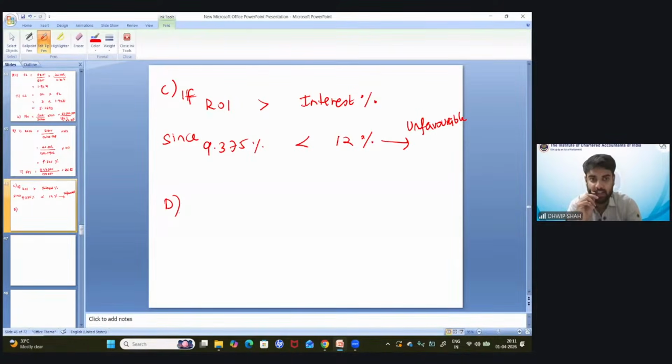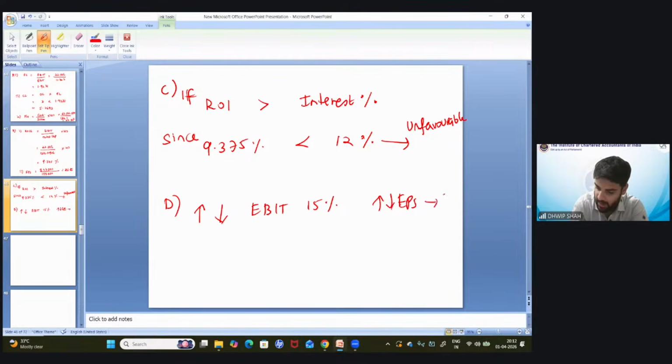In D, what they have asked is percentage change in EPS due to changes in EBIT, correct? So can I say in short they are asking to calculate the effect of EBIT on EPS? Yes or no? If EBIT increases or decreases by 15%, so EPS will increase or decrease by how much percent? This is what they have asked. So recall, which leverage studies the relationship between EBIT and EPS? Financial leverage, absolutely correct. So how much is financial leverage? 1.9231 it was. So if EBIT increases or decreases by 15%, can I say EPS will increase or decrease by 15 into 1.9231? Yes or no?